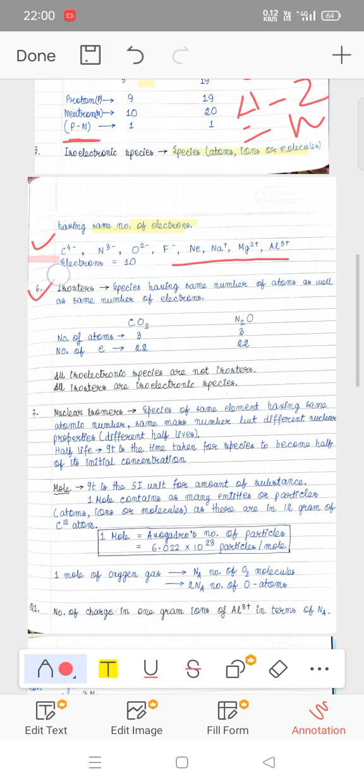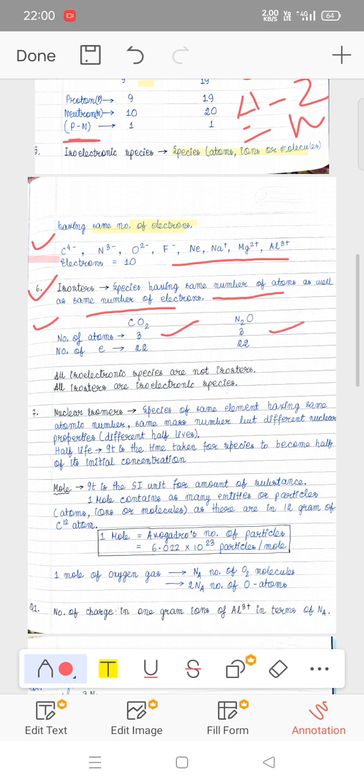Next is isostars. What are isostars? Species having the same number of atoms as well as the same number of electrons. For example, if we take CO2 and N2O. The number of atoms is also called atomicity. In CO2, carbon is 1 and oxygen is 2, so 1 plus 2 equals 3. Next in N2O, 2 plus 1, that is 3.